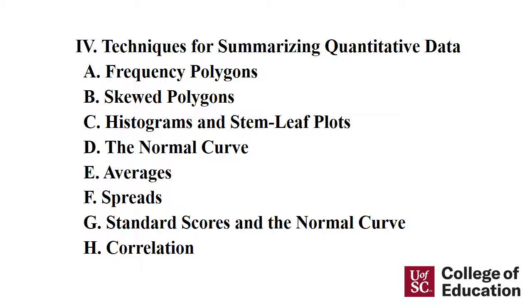H. Correlation. A correlation coefficient is a numerical index expressing the degree of relationship between two quantitative variables. The one most commonly used in educational research is the Pearson r. A scatter plot is a graphic way to describe a relationship between two quantitative variables.